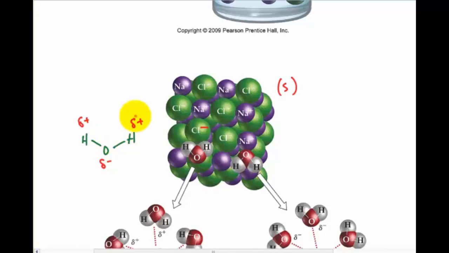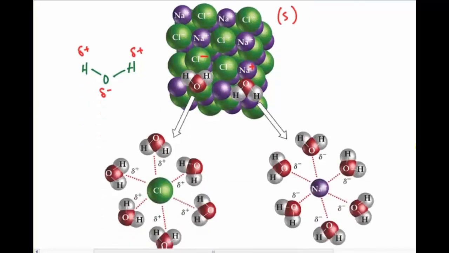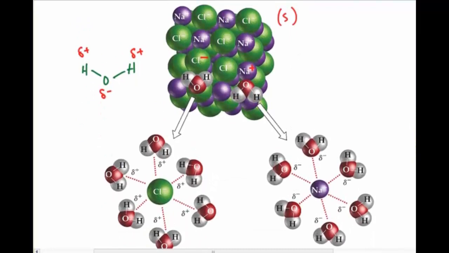It's the partial positive hydrogens that are attracted to the negative ions on the surface of that ionic solid. And likewise here, the partial negative side of the molecule is attracted to the positive ions on the surface. Okay? And if enough water molecules get around one of these ions on the surface, it can actually remove it from the rest of the solid. And then these water molecules surround the ion.